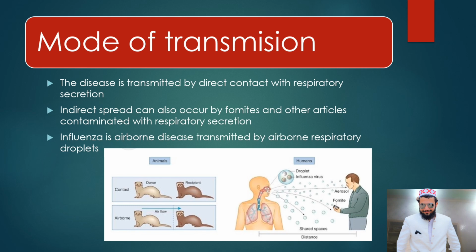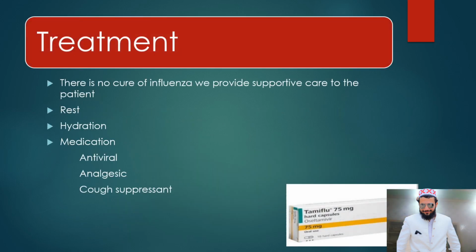How is influenza virus transmitted? The disease is transmitted by direct contact with respiratory secretions. Transmission can also occur by fomites and other articles contaminated with respiratory secretions. Influenza is an airborne disease transmitted by airborne respiratory droplets, as you see in the diagram.